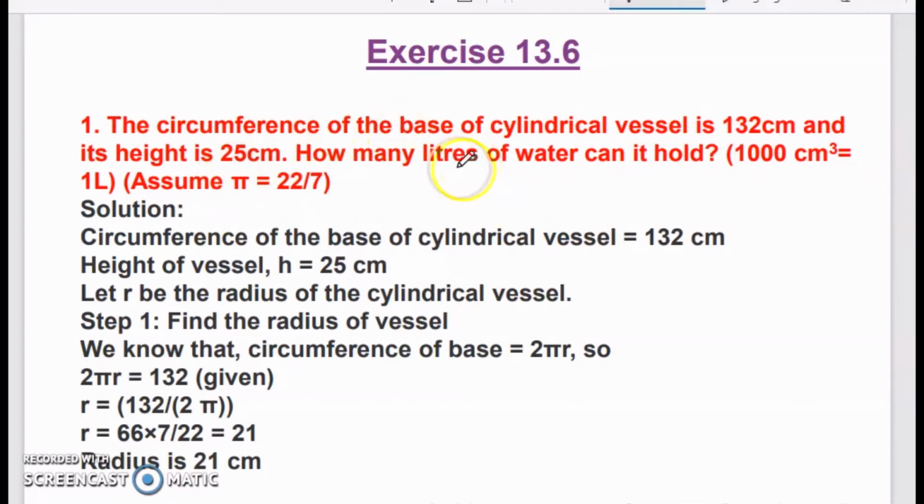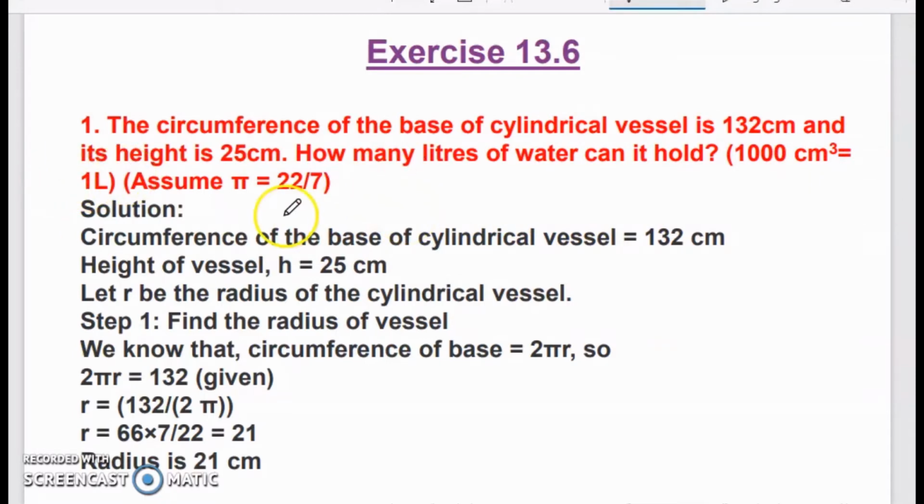So in first question, the circumference of the base of cylindrical vessel is 132 centimeter and its height is 25 centimeter. How many liters of water can it hold? Given that 1000 centimeter cube is equal to 1 liter. Since the dimensions of the cylindrical vessel are given in centimeters, the volume which you will be finding out will come in centimeter cube. So you have to convert that to liters using this conversion.